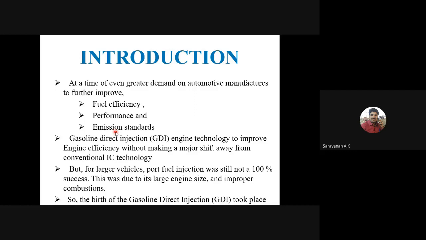Emission is a major issue, the pollution. We have to control the emission limit and the emission conditions, in a standardized format. Now we are going for BS6, Bharat Stage 6 vehicles, and in that manufacturing process we have to control the emission standards.